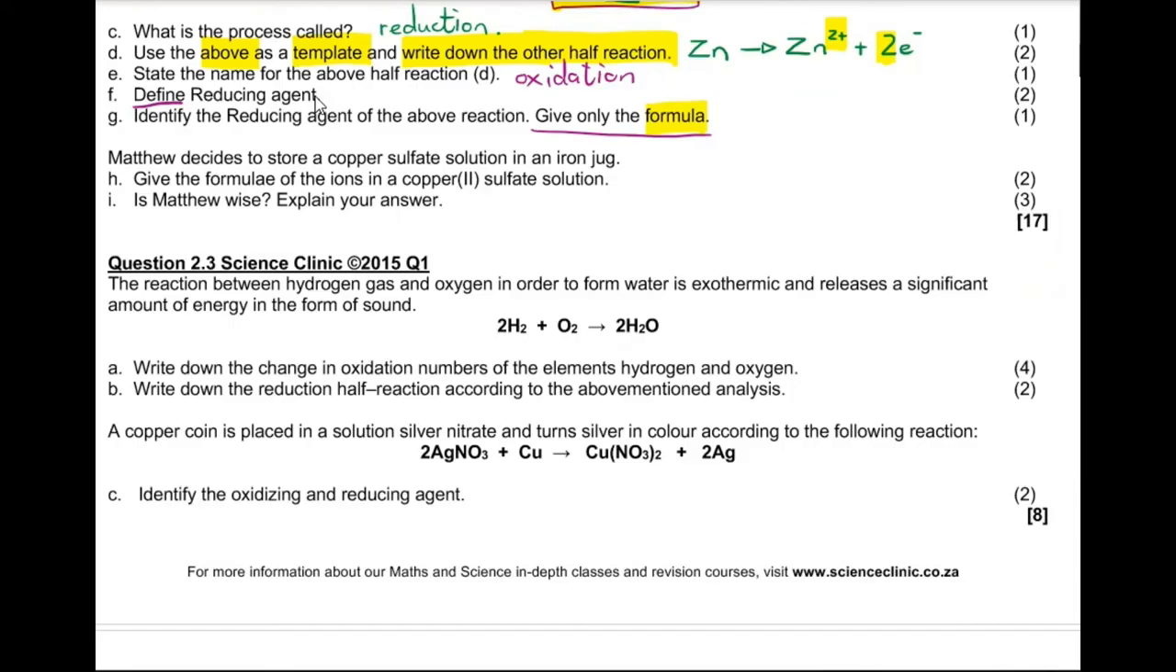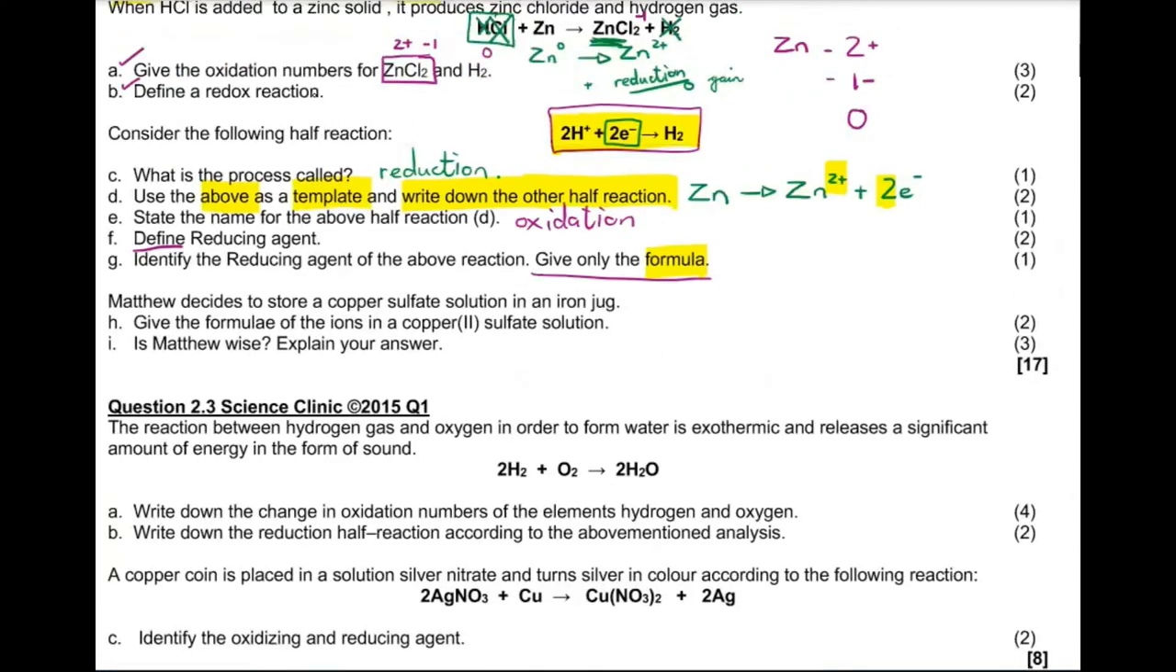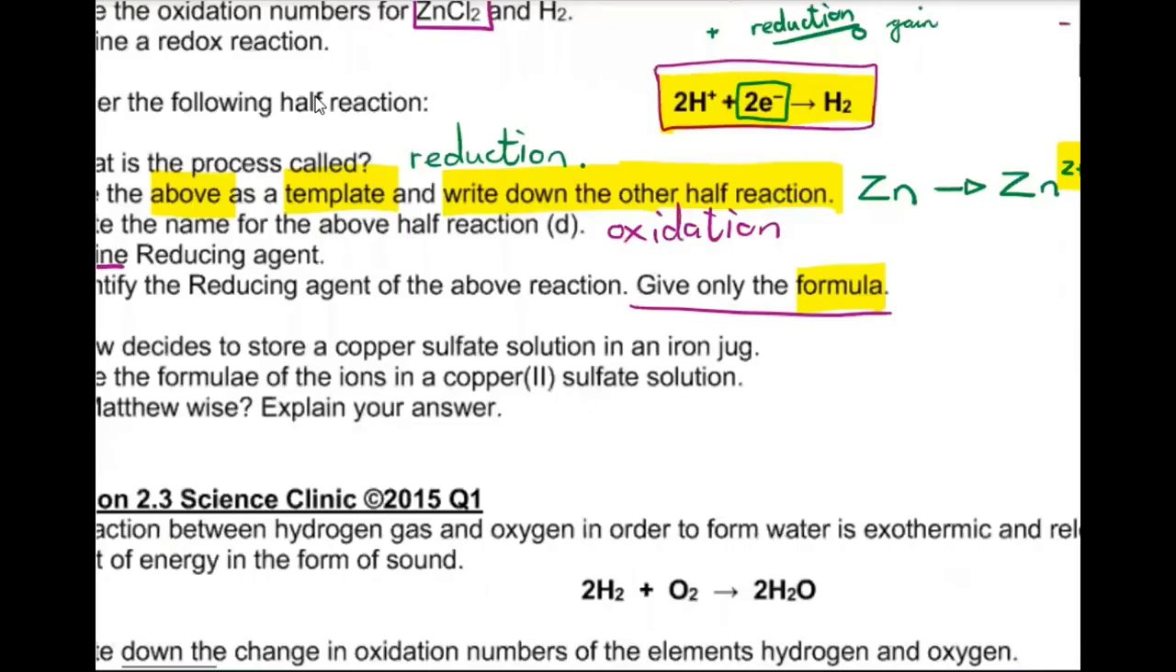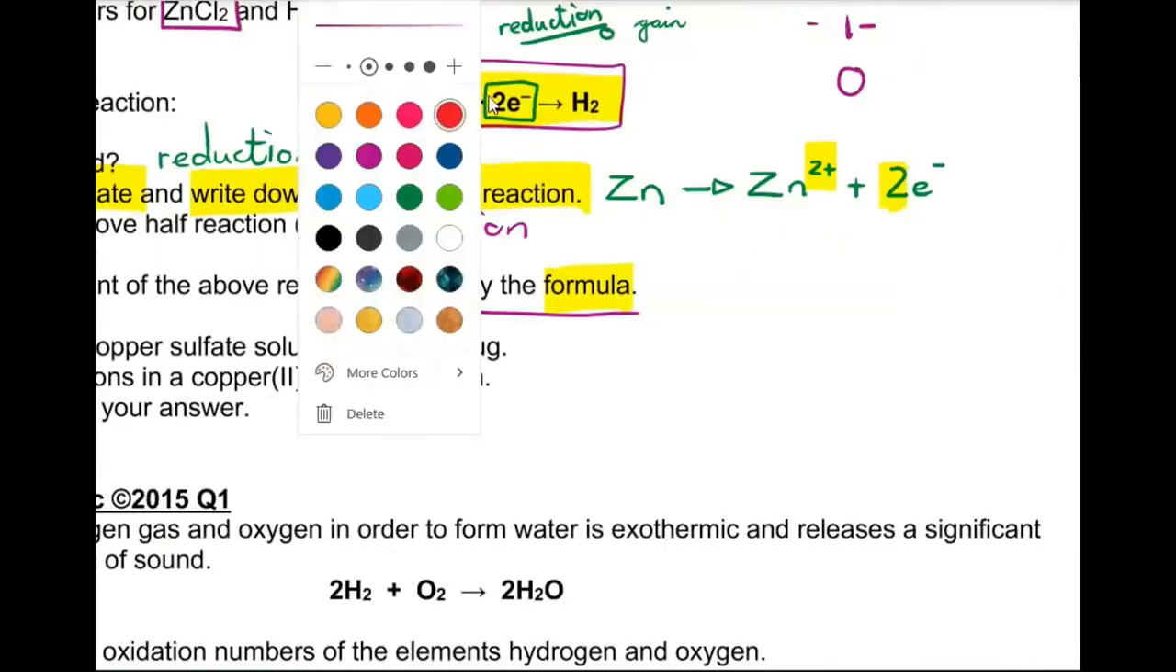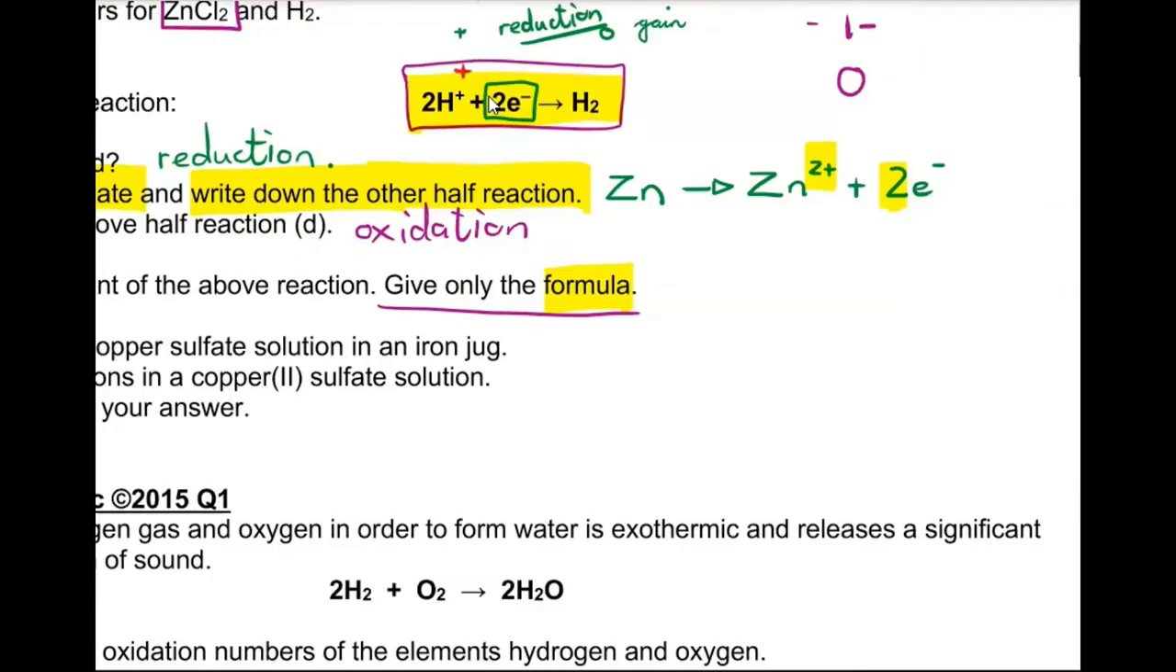Right, so identify the reducing agent of the above reaction. And we know now, and you can put them together and also just check. So let's do that. Right, let's do this. Hydrogen went from a plus to a neutral, and then zinc went from a neutral to a positive. So if this is the reduction reaction, then we know that this will be the oxidizing agent. I'm going to write it out. And if this is my oxidation reaction, then zinc must be my reducing agent.